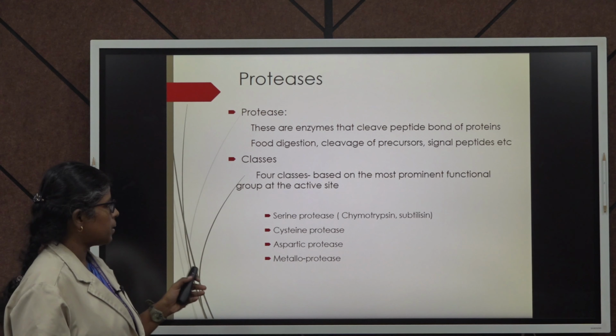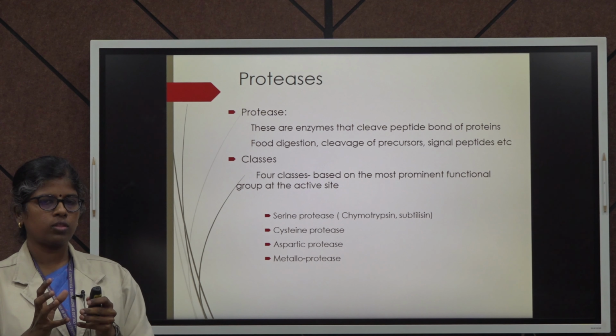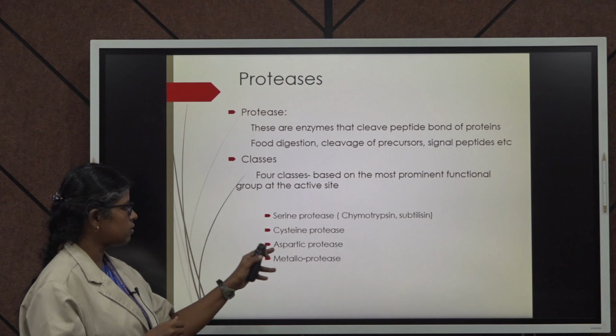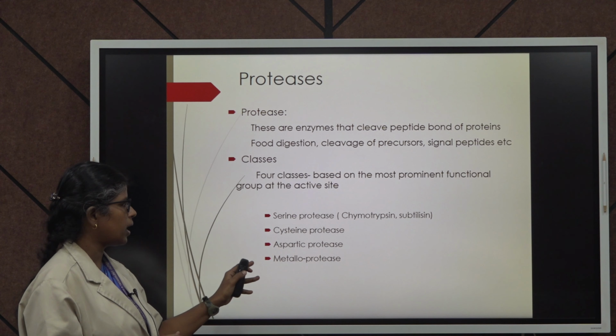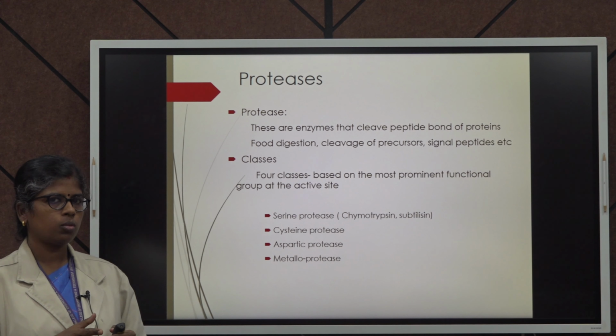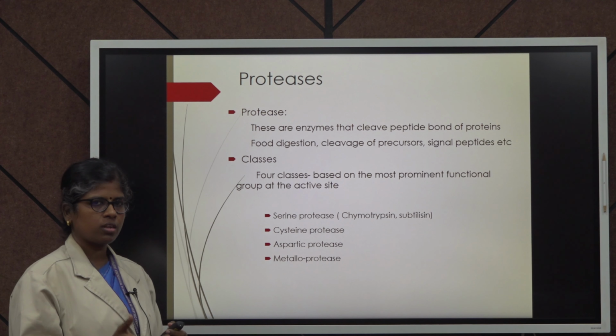Classification of proteases is based on the important amino acid residue that is present in the active site of the enzyme. Based on it, they can be classified as serine proteases, cysteine proteases, aspartic proteases and metalloproteases. Common examples of serine proteases include chymotrypsin and subtilisin. Metalloproteases include matrix metalloproteinases and so on.